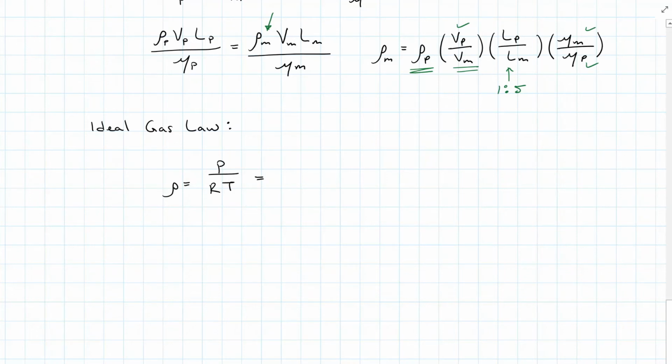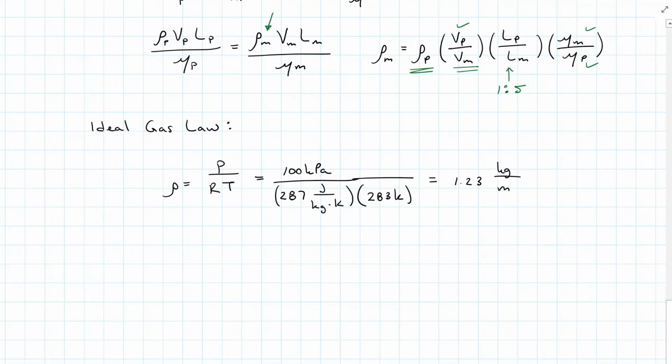And we were given a pressure of 100 kilopascals. Our gas constant, again from Appendix A, is 287 joules per kilogram Kelvin. And then our temperature is 283 Kelvin, making our density 1.23 kilograms per meter cubed. So now we have the density of the prototype.